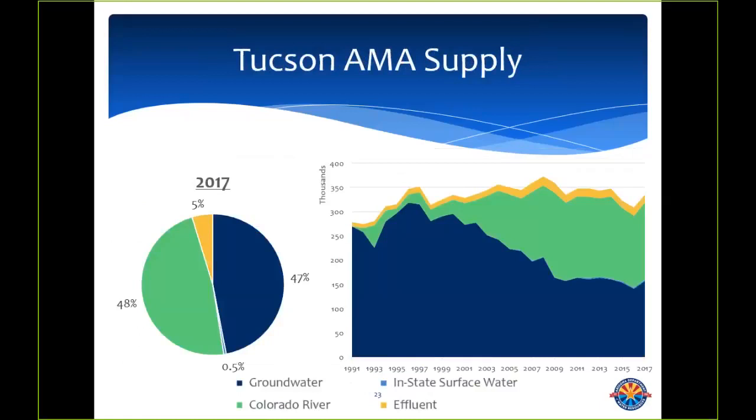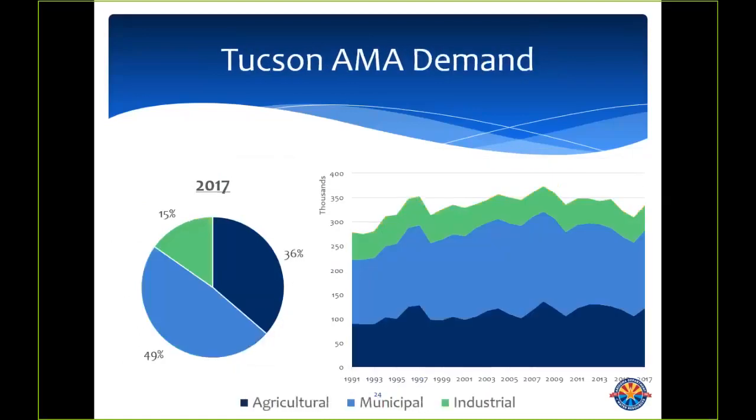Now, moving into Tucson, if any AMA can be said to be a success story, the Tucson AMA has many of the hallmarks of being that. While groundwater does make up about half of that AMA's water supply, groundwater usage has dropped significantly over time in this AMA, being replaced by Colorado River water. Demands in this AMA have, though, remained relatively constant over time, despite significant population growth in that AMA as well.